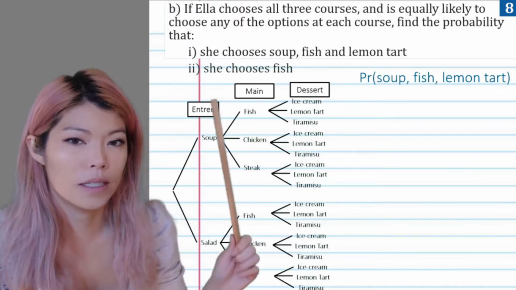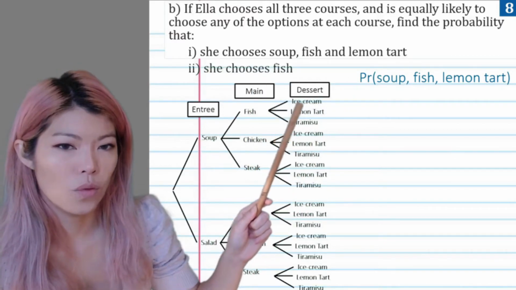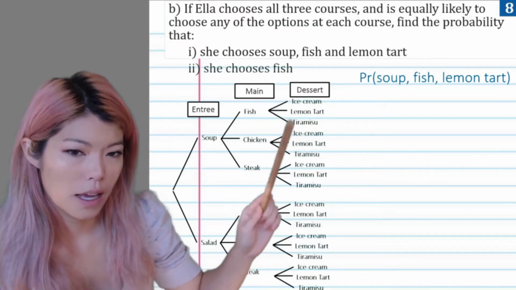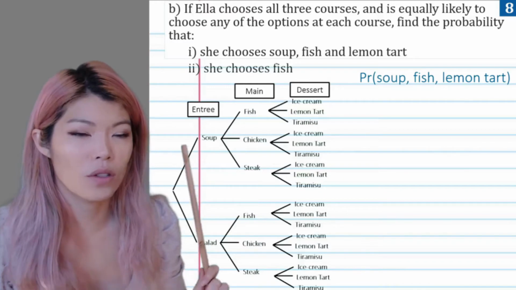What is the probability she chooses soup, fish and lemon tart? Soup, fish and lemon tart. That's 1 out of the 18. And we're going to do it in 2 different ways to check our answers.